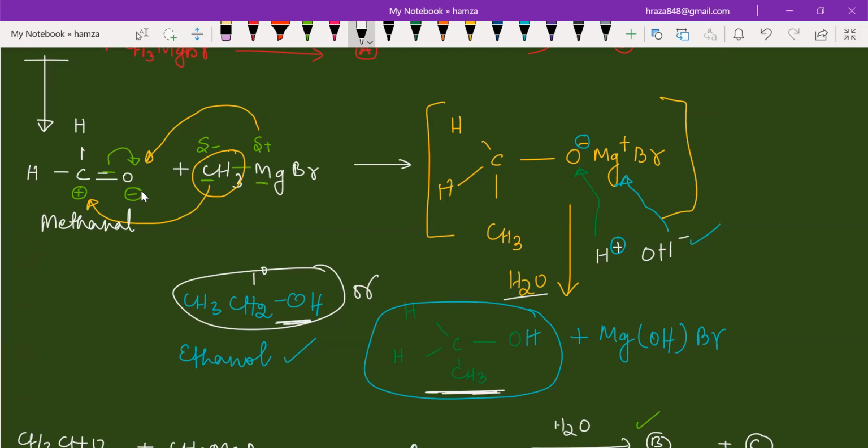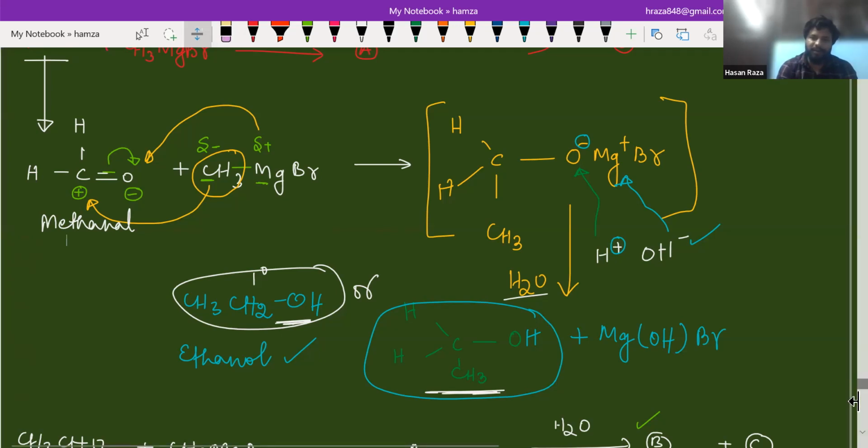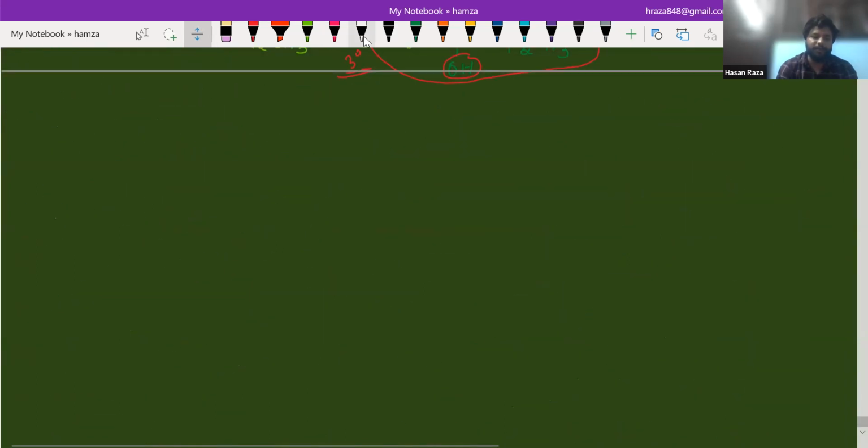Yes, sir. Now the second point is that every ketone, or you can say all ketones, react with Grignard to give tertiary alcohol. Keep that in mind. When ketone reacts with Grignard reagent, it will always give you tertiary alcohol. So that's why I'm going to write the general equation of this and you will get it. Please write with me.